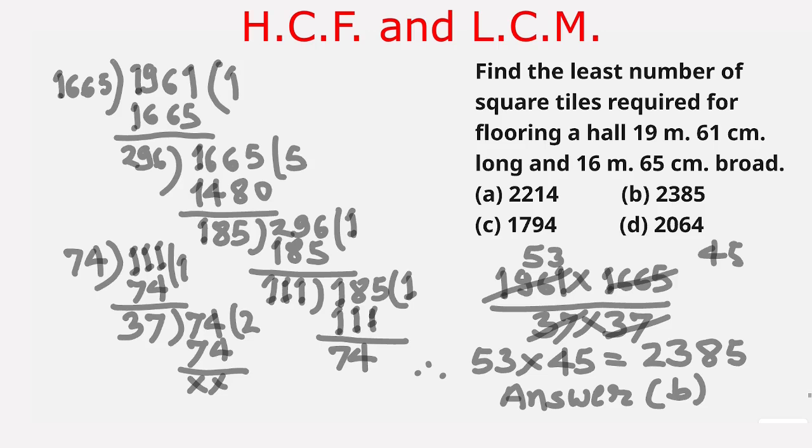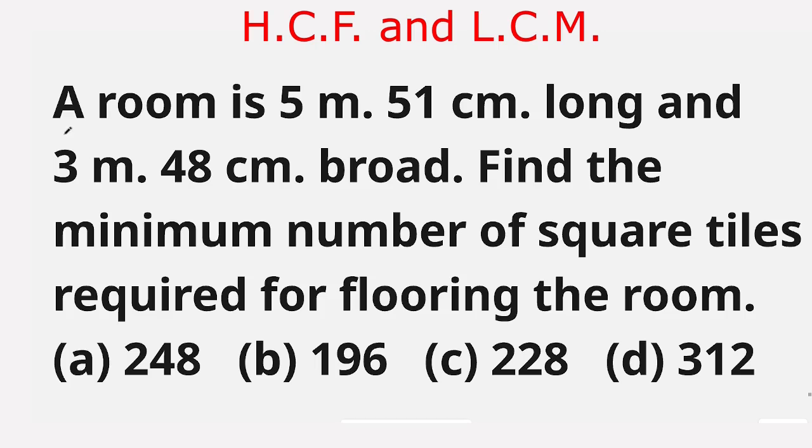We go to the next question. Our question is, a room is 5 meter 51 centimeter long and 3 meter 48 centimeter broad. Find the minimum number of square tiles required for flooring the room. The given options are option A 248, option B 196, option C 228, option D 312.